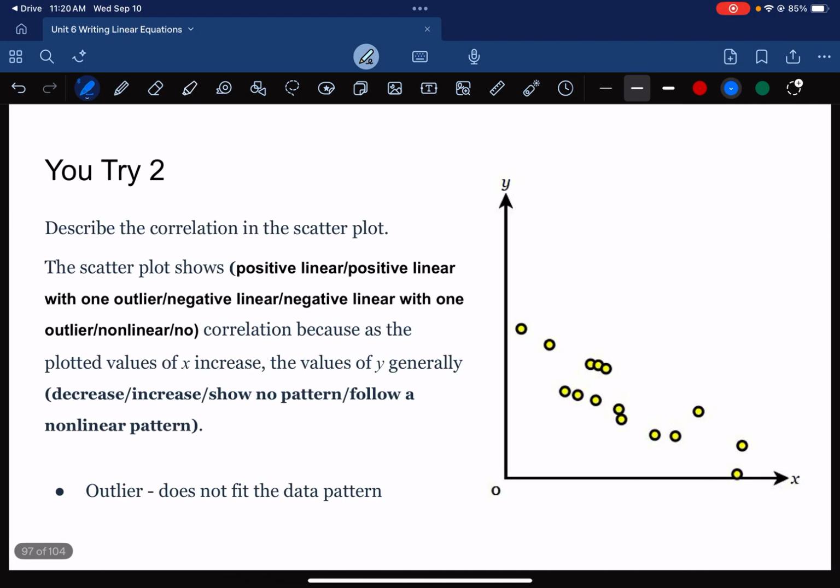All right. Give this one a try. Okay, do you see any outlier here? Yeah, I don't see an outlier. I think they're all pretty well bunched up around a straight line. And it's not positive. I think it is a negative linear correlation because as the values of x increase, the values of y generally decrease. Okay.